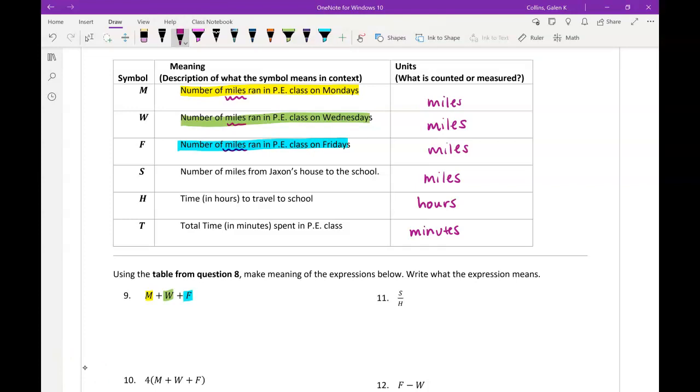So that's how I'm going to answer this question. I'm going to say this represents the total. The word total implies that we added the number, that's number not hashtag, of miles Jackson runs in PE class in 1 week.